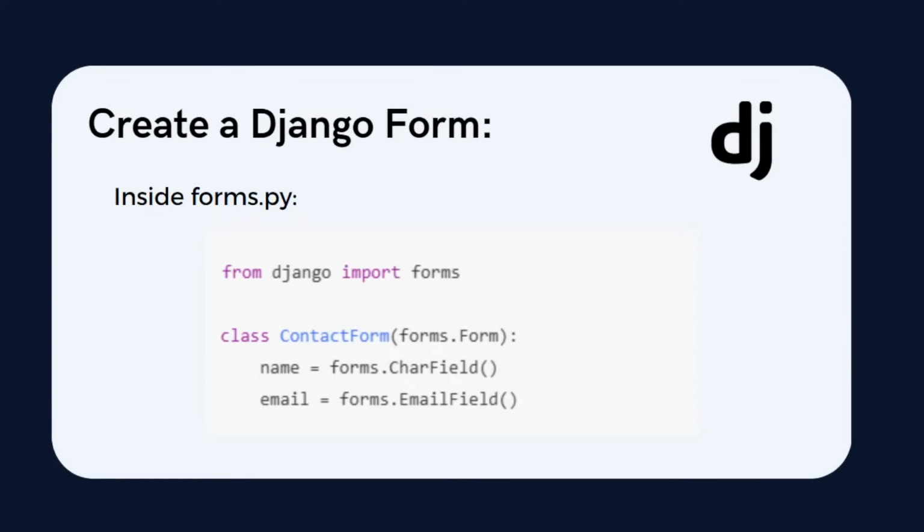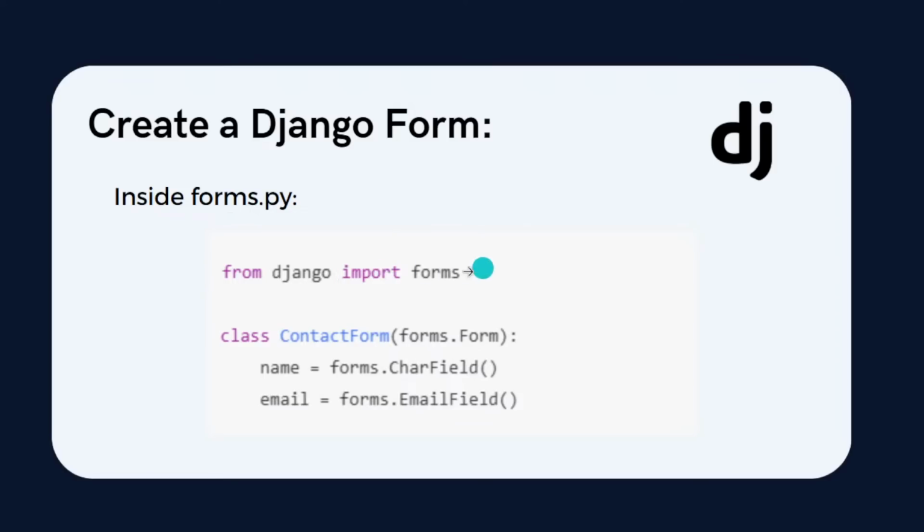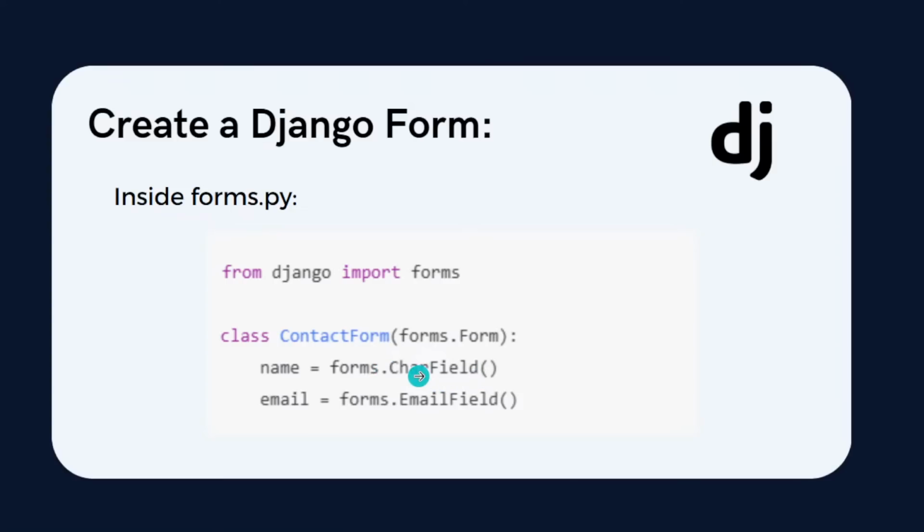First we understand this, and then we go on to write the code. First we need to create a new file in Django called forms.py. Inside forms.py, we write from django import forms. That is how to import forms; the framework has a forms module. After that we define a class and name it ContactForm, and we inherit from the Form class. Then we write name equals forms.CharField, and email equals forms.EmailField.